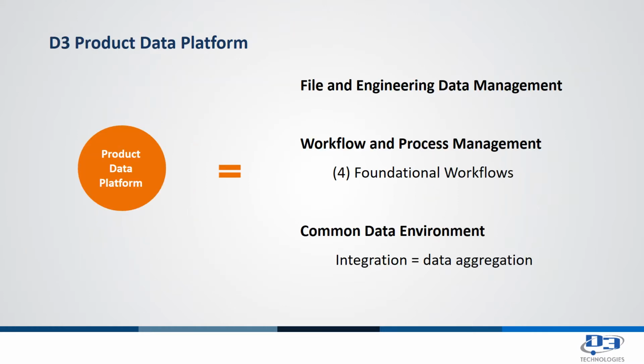The product data platform consists of 3 core areas. The first one is file and engineering data management. The second one is the workflows and process management. We talked about the 4 core foundational workflows, which we'll go through here in a little bit. And then a common data environment, which really brings in integration or data aggregation between systems like CRM, ERP, product data management, etc.